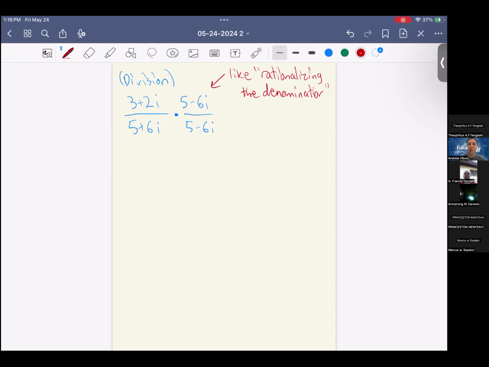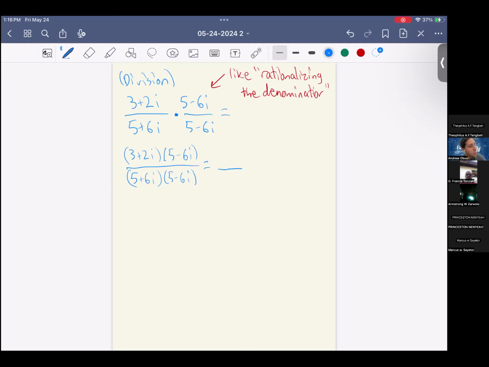of 2. You rationalize the denominator by multiplying by 2 plus square root of 2 over 2 plus square root of 2. Okay, so we're going to do the same thing, but instead of using square root of 2, we're using i. We're using square root of minus 1. Okay, so what happens when we do this? So this is equal to, well, it's going to be 3 plus 2i times 5 minus 6i divided by 5 plus 6i times 5 minus 6i.